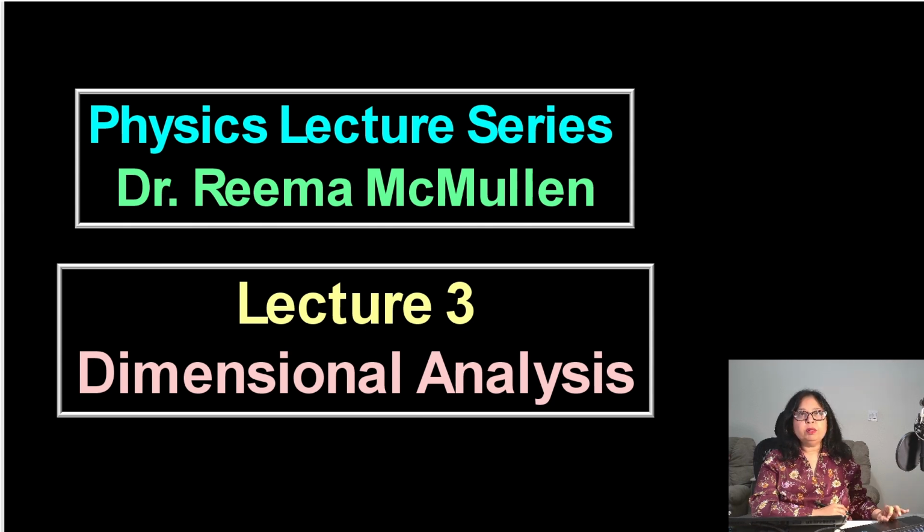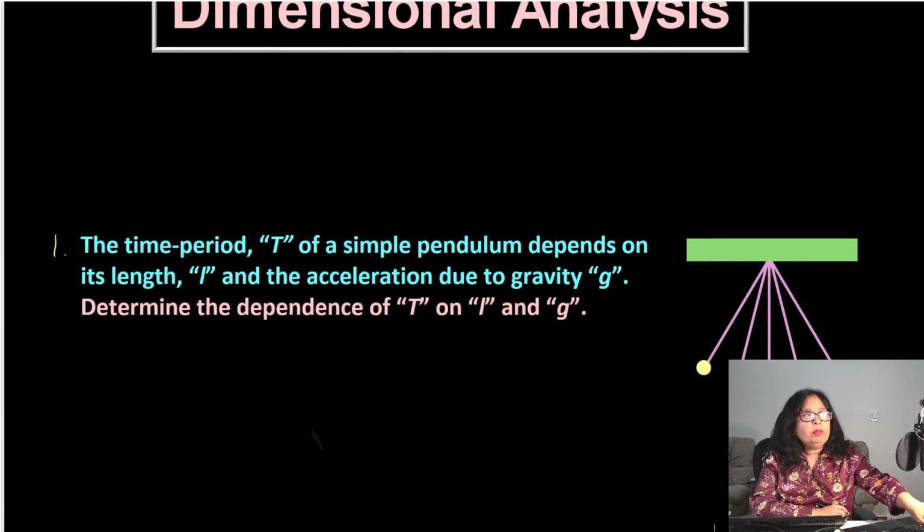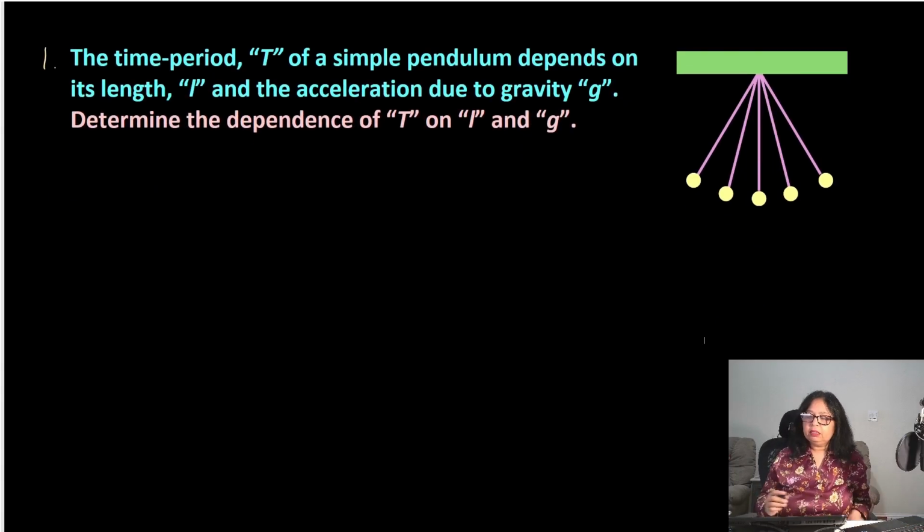In this lesson, we're going to see how dimensional analysis methods can help us determine the time period of a simple pendulum, the time period of a spring and a mass system, and the time period of a satellite that is going around its planet in a circular orbit. Problem number 1 is based on a simple pendulum. It says that the time period T of a simple pendulum depends on its length L and the acceleration due to gravity g. We're asked to determine the dependence of T on L and g.